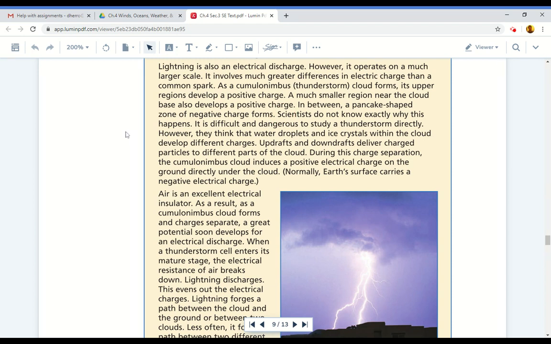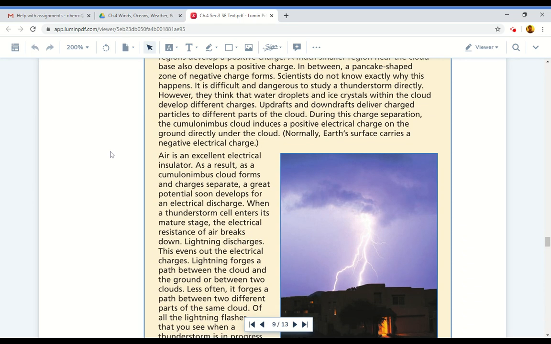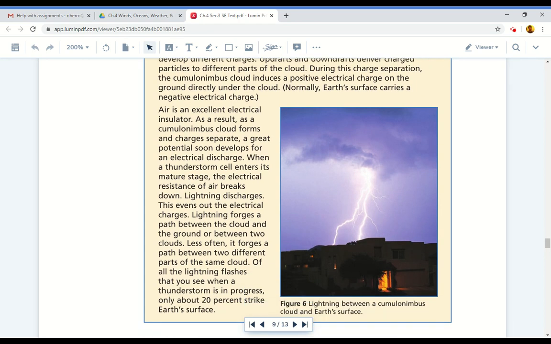Scientists do not know exactly why this happens. It is difficult and dangerous to study a thunderstorm directly. However, they think that water droplets and ice crystals within the cloud develop different charges. Updrafts and downdrafts deliver charged particles to different parts of the cloud.